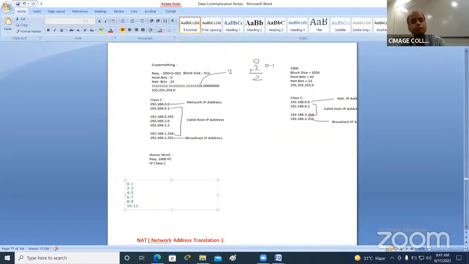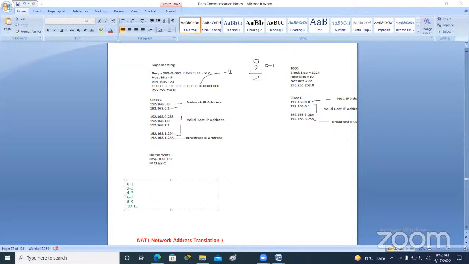Now this is the concept of supernetting. In supernetting, we can combine 2 or more default series of IP addresses, and it is mostly done in case of class C. Okay. Now, this is the basic concept of IP address.